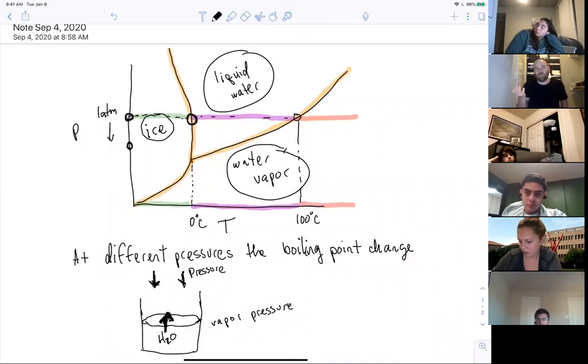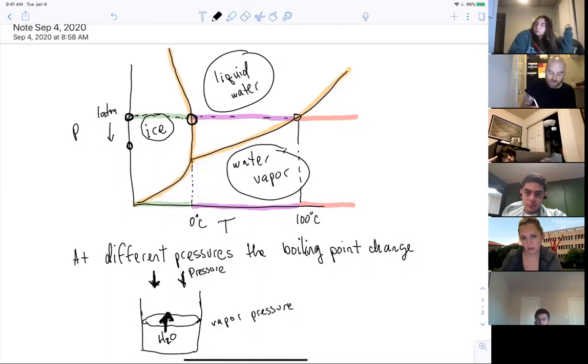Atmospheric pressure is literally the weight of the air on top of us. So as you get higher and higher, the atmospheric pressure gets less and less until you get to outer space, and then the pressure is essentially 0. So I'm going down in pressure, like I'm climbing a mountain or something. What do I expect to happen?